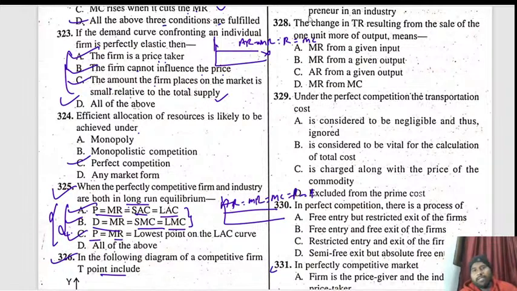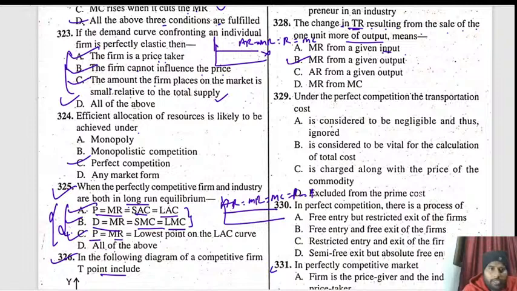Question number 3 to 8. The change in TR, total revenue, resulting from the sale of 1 unit more of output means. So it is simply MR, marginal revenue, from the given output. The change in total revenue resulting from the sale of 1 unit more of output, so it will be marginal revenue. Option B, 3 to 8. It will be B.